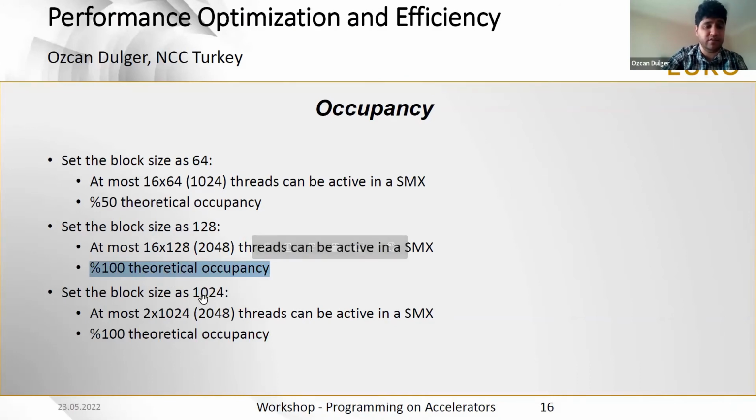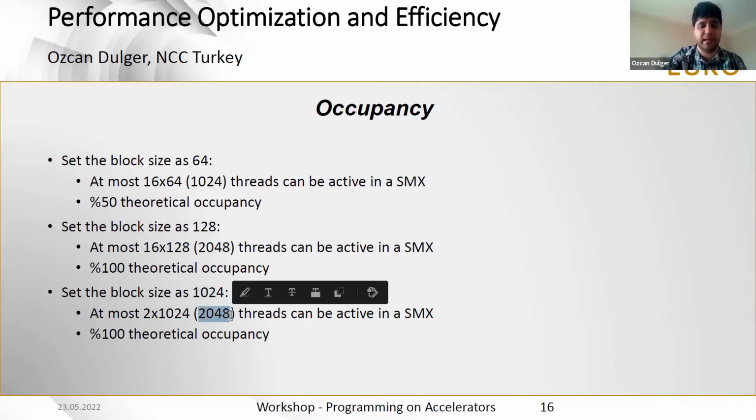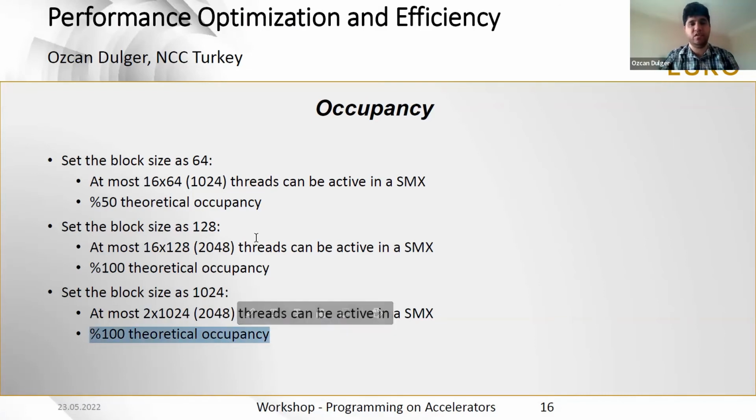And in the third example, if you set the number of threads in a block to 1024, at most 2048 threads can be active in a streaming multiprocessor, and we achieve 100% theoretical occupancy again. But in this one, only 2 blocks can be active because of the limitation, but it is not important for the theoretical occupancy. So again, we achieve 100% theoretical occupancy.